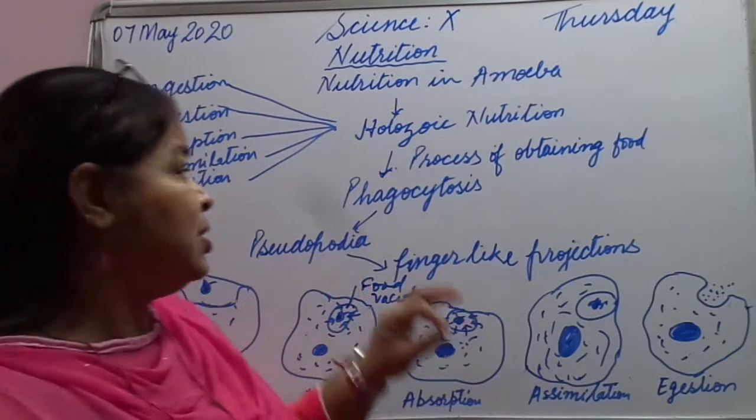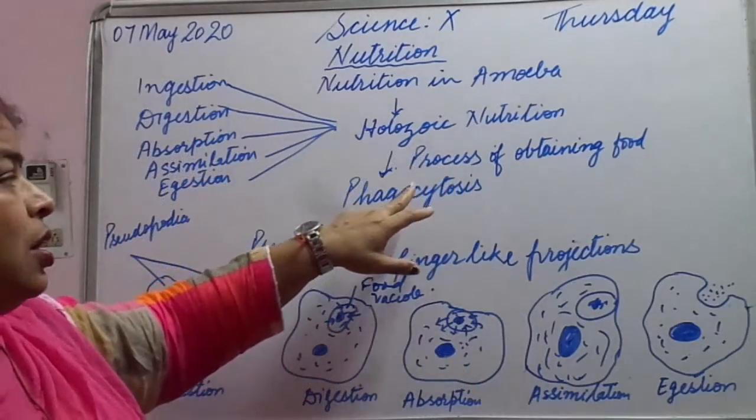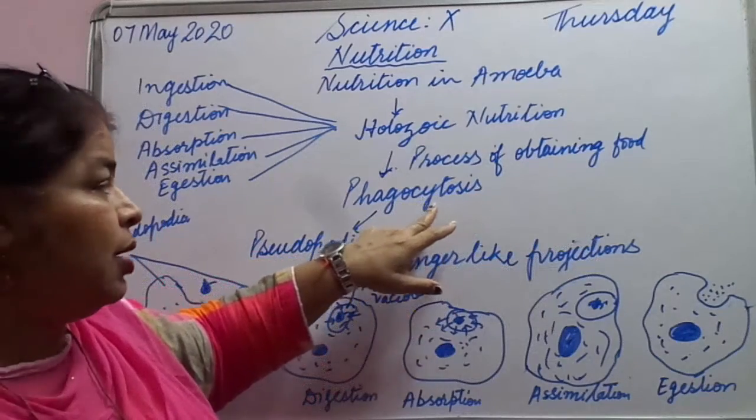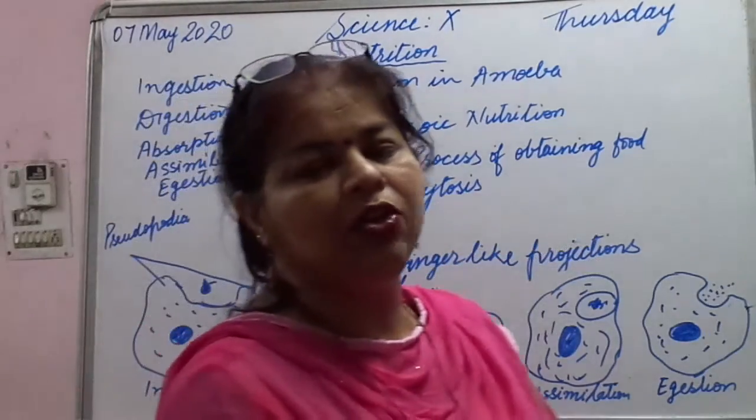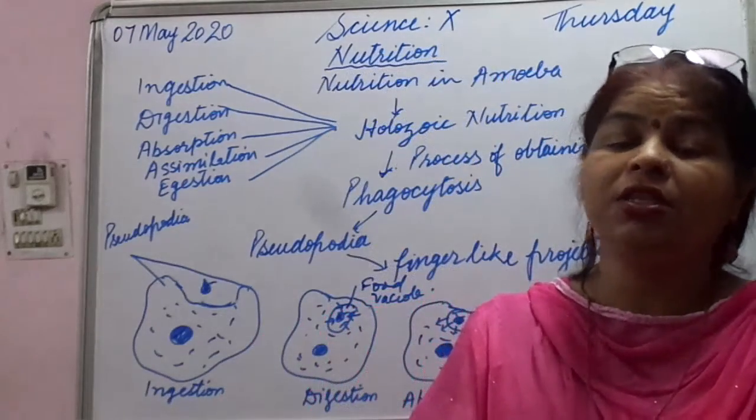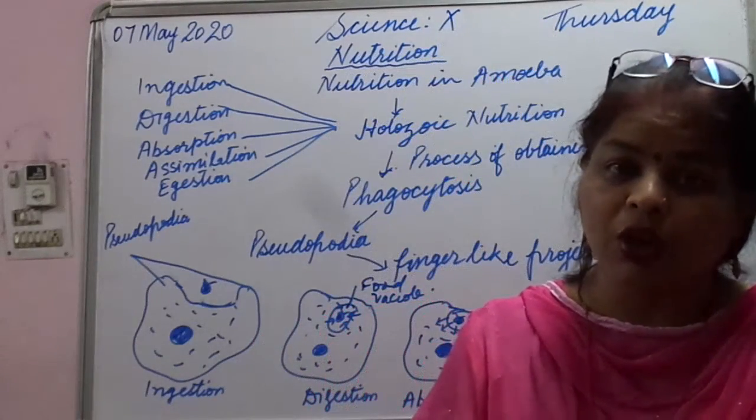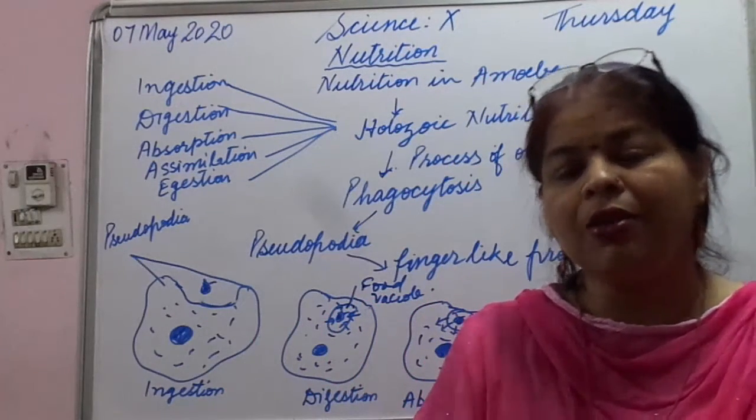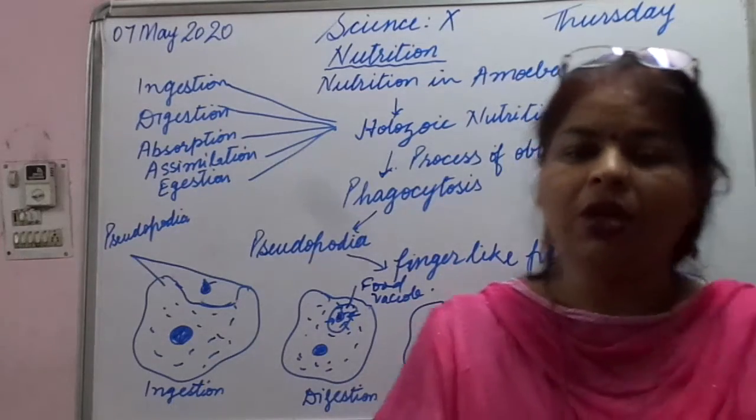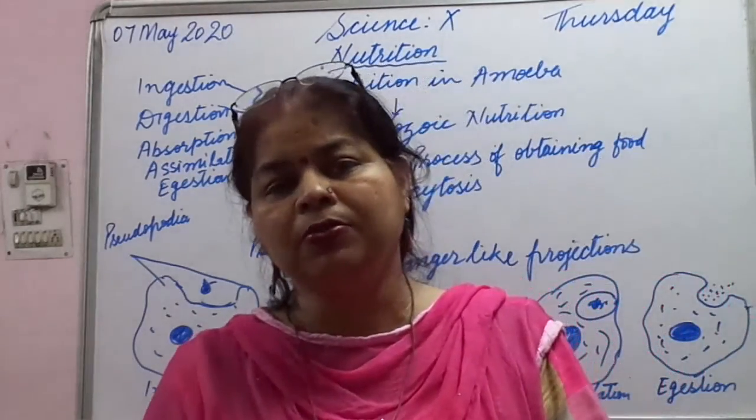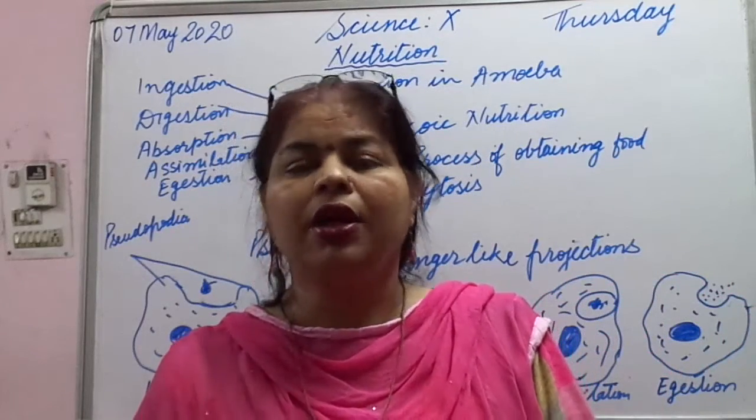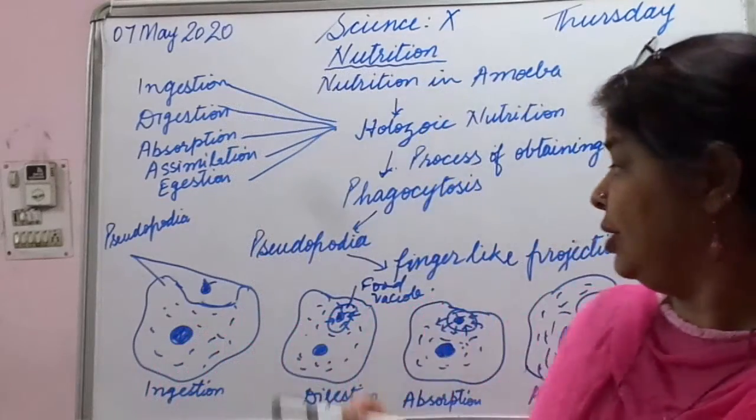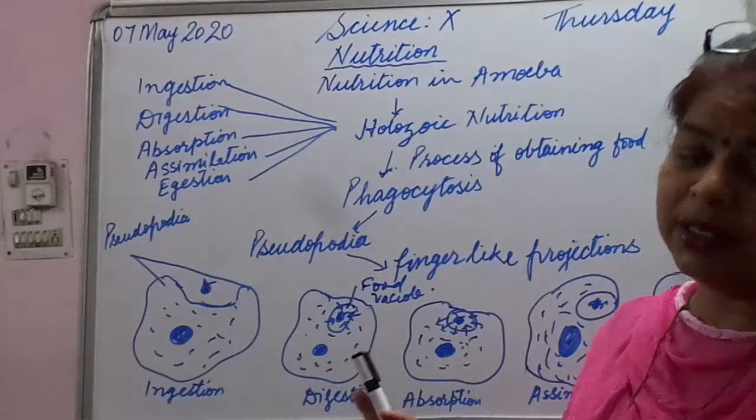Now, when this holozoic mode of nutrition takes place, the process of obtaining food by the amoeba is called phagocytosis. Amoeba ingests food by using pseudopodia or false feet, which are finger-like projections that help in taking in the food. The food is engulfed with a little surrounding water because it is aquatic in nature, so it forms a food vacuole inside the amoeba. You need to learn all the steps and then you can write it easily.